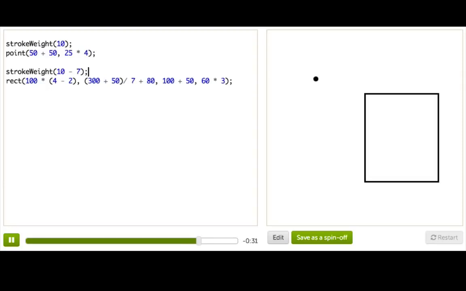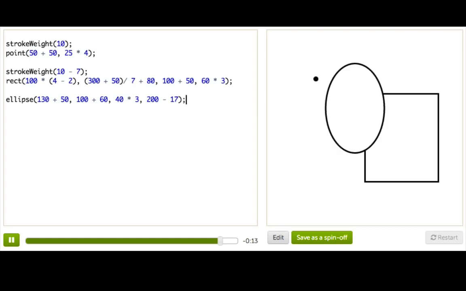Yeah? I can also draw an ellipse at 130 plus 50 and 100 plus 60, maybe 40 times 3, and let's do 200 minus 17. Yeah? Oh, and would you look at that? Kind of looks like an elephant. Well, that's it. Now you know about math expressions.